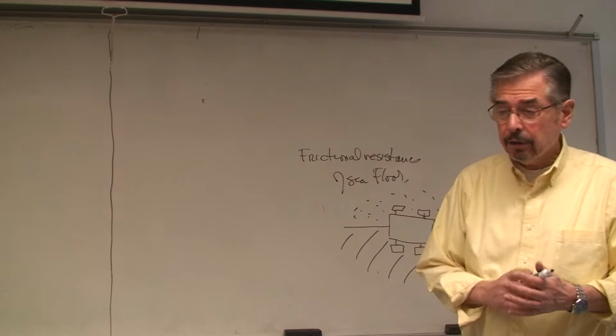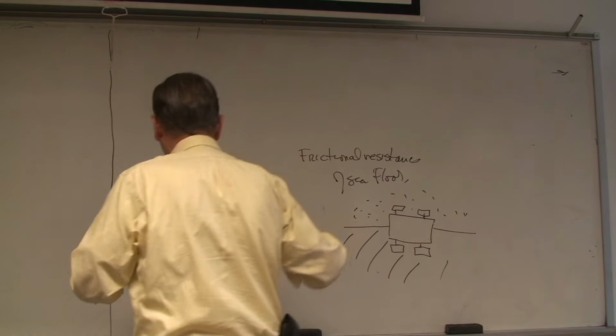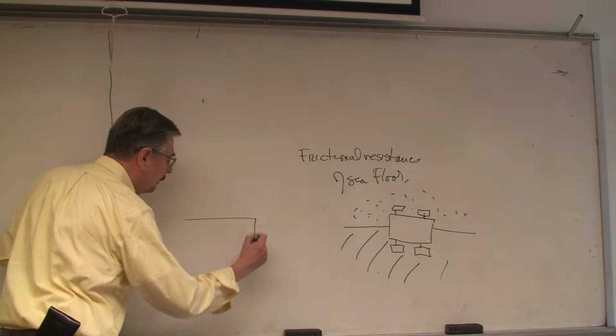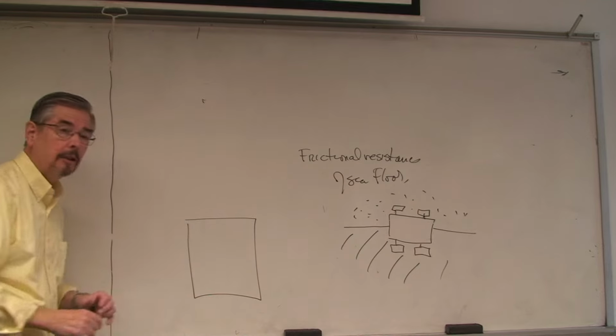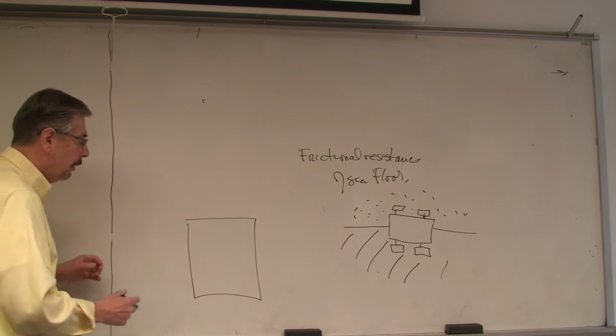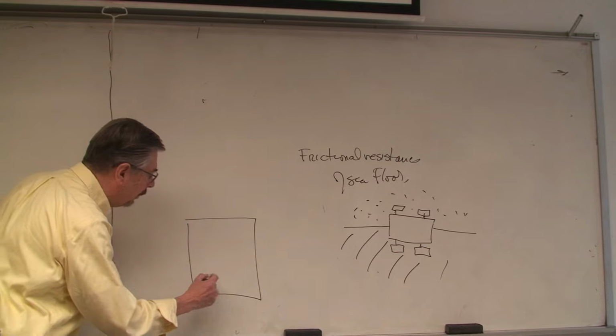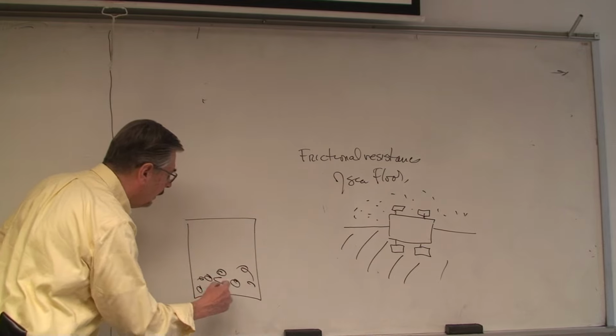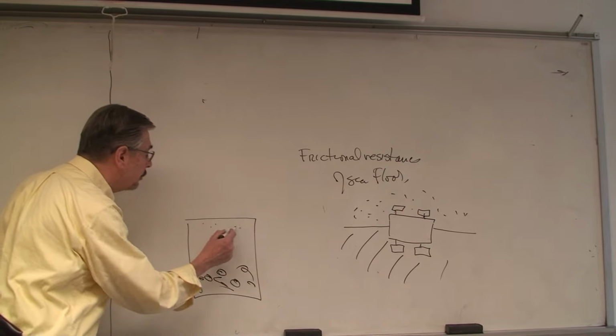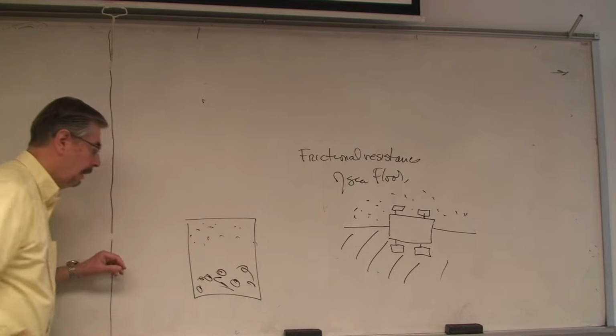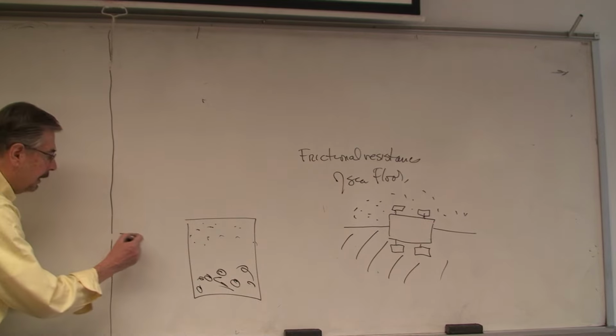What does this have to do with the ocean? Well, if we were to look down on the ocean, here's a piece of the ocean looking down. Let's suppose you had a lot of rocks and gravel over here. And let's suppose over here you had very smooth sand. And along comes a current moving in this direction.